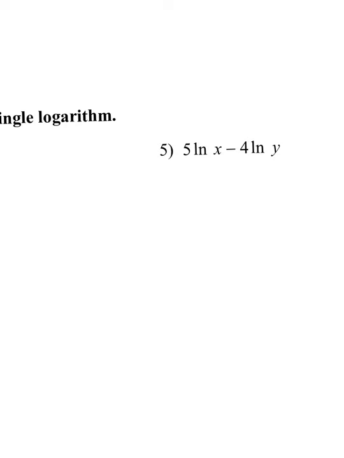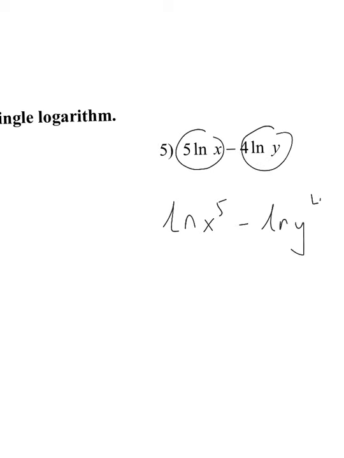Okay, so number 5. This becomes ln x to the 5th minus ln y to the 4th. Subtraction becomes division. Remember exponent rules? Where we are dividing, you are subtracting. So this is ln in parentheses x to the 5th over y to the 4th. Beautiful.